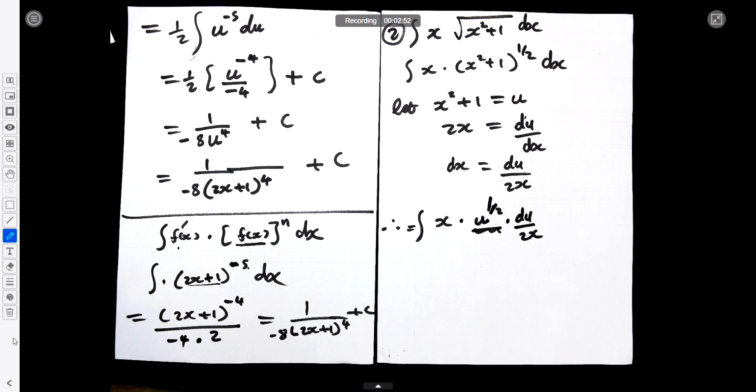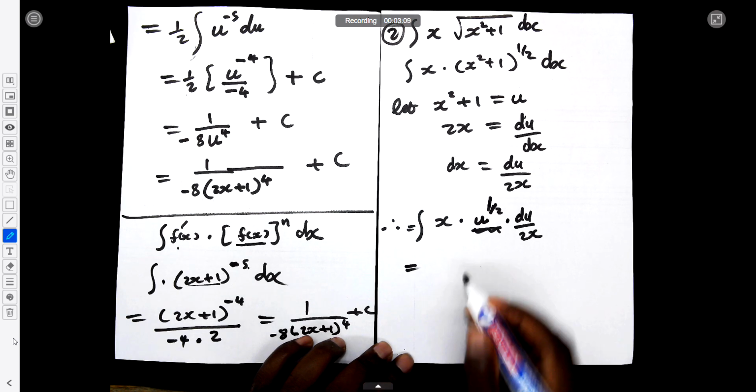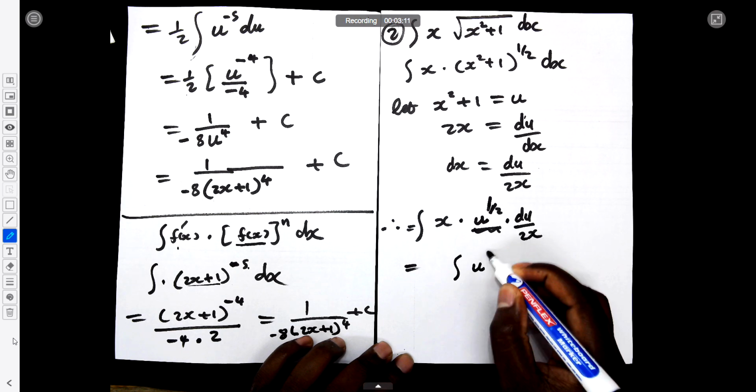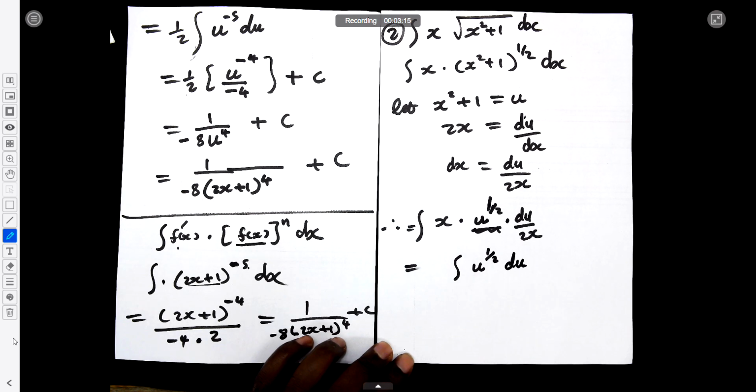So from there, we need to simplify. We cannot integrate while we have variable x and variable u. So we must be dealing with one variable because we're converting x to u. But in the meantime, we know at least here we can divide x by x. I hope you see that. Therefore, we're left with u to the power of 1 over 2 times du. We divided x by x because the denominator is dividing the numerator, and we're left with 1 over 2.